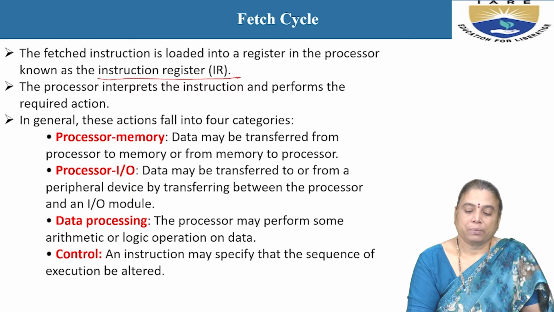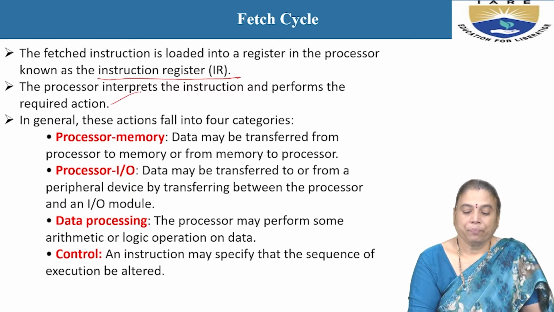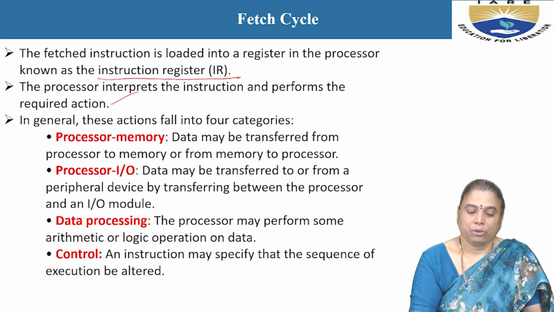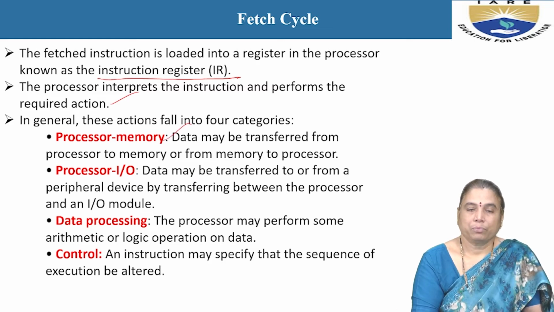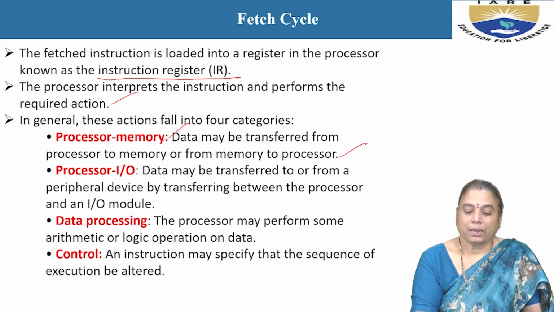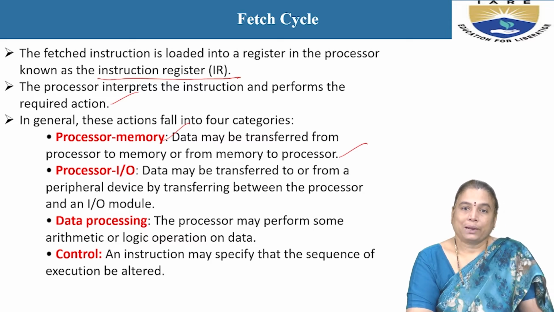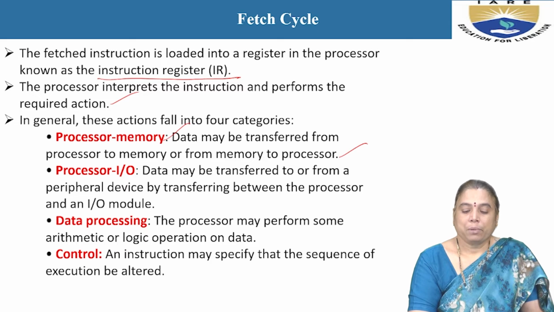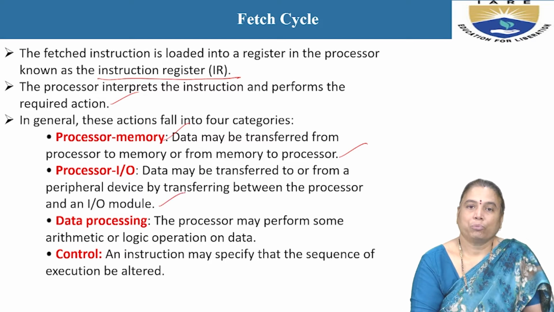Next, the processor interprets the instruction and performs the required action. Generally, the actions are in 4 categories. One is processor to memory. Data may be transferred from processor to memory or from memory to processor. The second action is processor to I/O. During execution of the program, input-output operation can be required. So data may be transferred to or from a peripheral device by transferring between the processor and an I/O module.